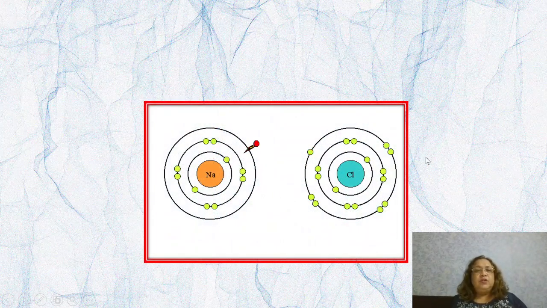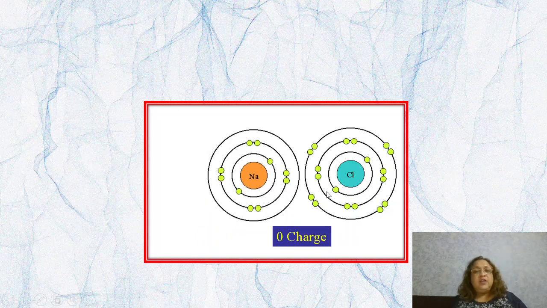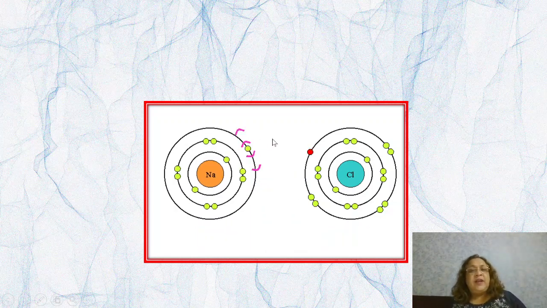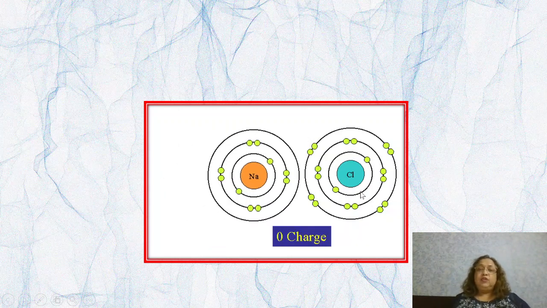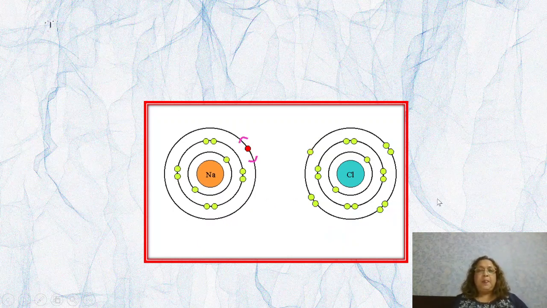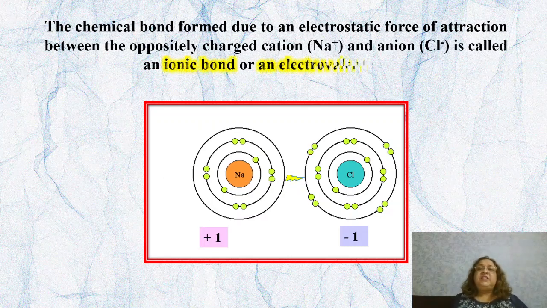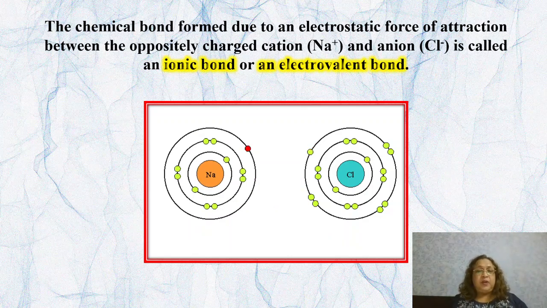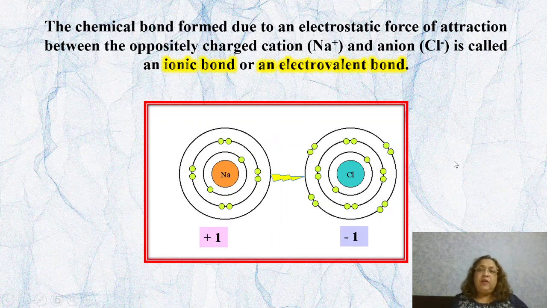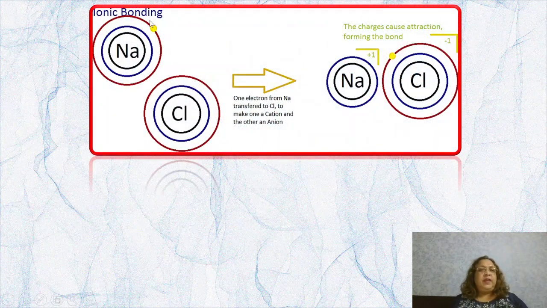Now, you can see here also sodium giving that electron to chlorine, thus forming an ionic bond. Because sodium has released one negative electron, it becomes positive, and chlorine has accepted a negative electron, so it will be Cl minus. Now, the chemical bond formed due to an electrostatic force of attraction between the oppositely charged cation, when it is a positive ion, it is called a cation, and an anion, that is chlorine negative, is called an ionic or an electrovalent bond. This is the ionic bonding, Na giving that one electron to chlorine and forming an ionic bond.